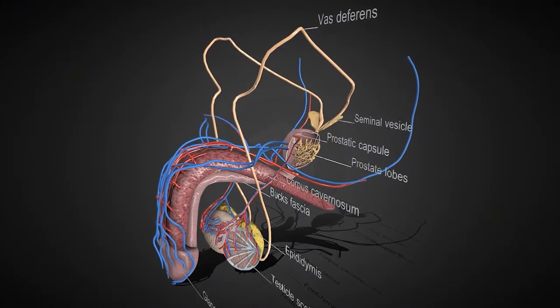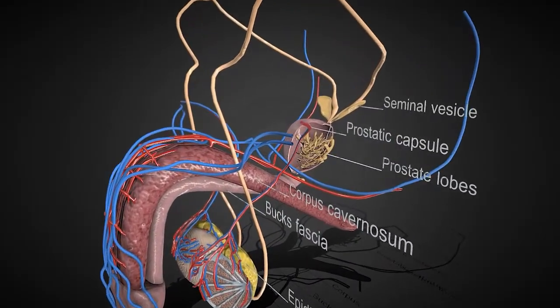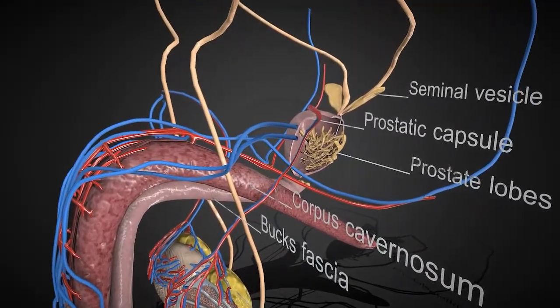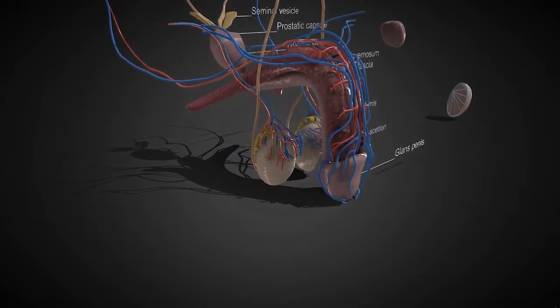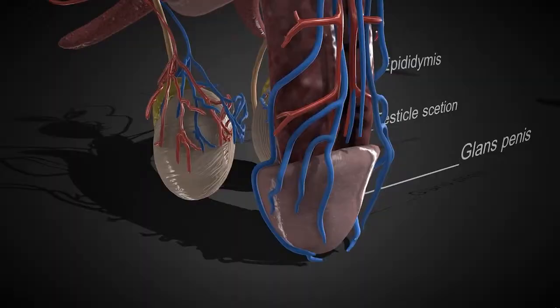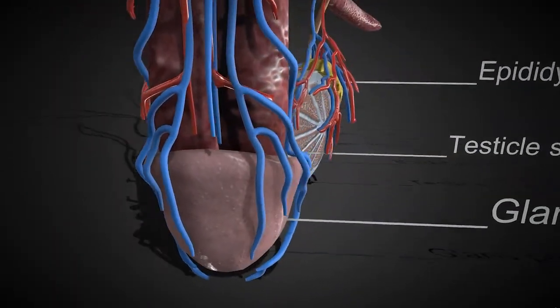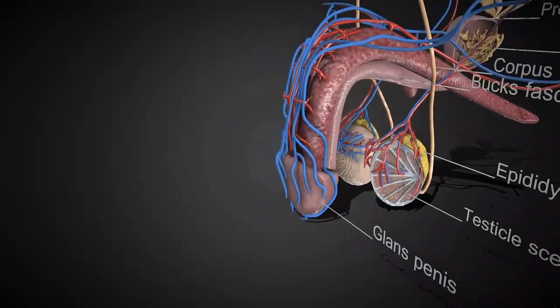The body consists of 2 corpora cavernosa and 1 corpus spongiosum, erectile tissues that fill with blood during an erection. Glans penis. The glans is the sensitive, rounded tip of the penis. It contains numerous nerve endings and is responsible for sexual pleasure. The foreskin, or prepuce, covers the glans and can be retracted.